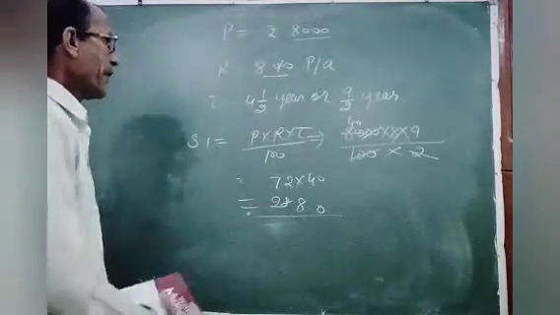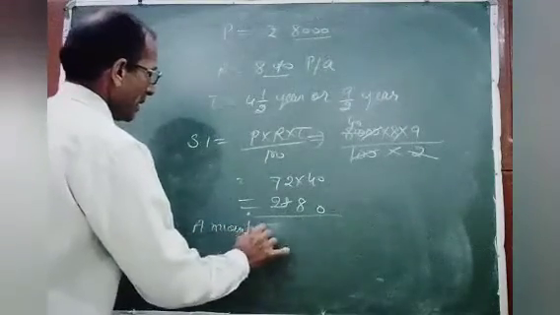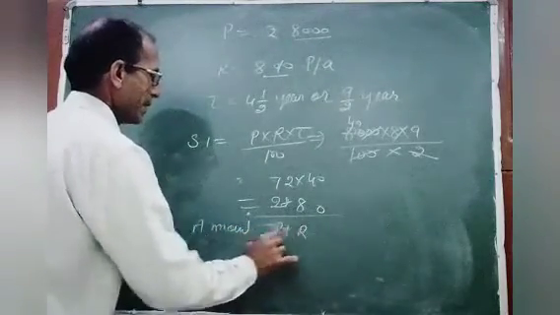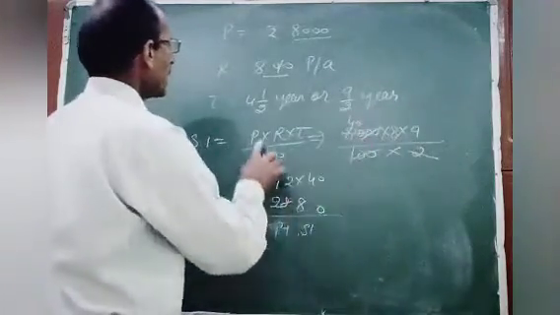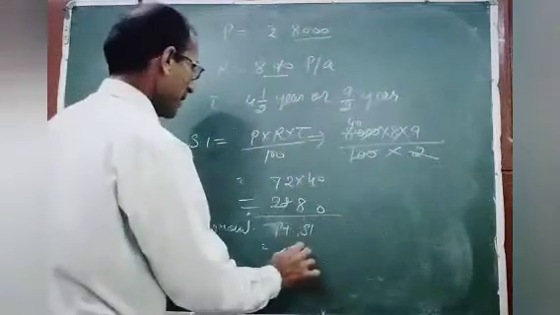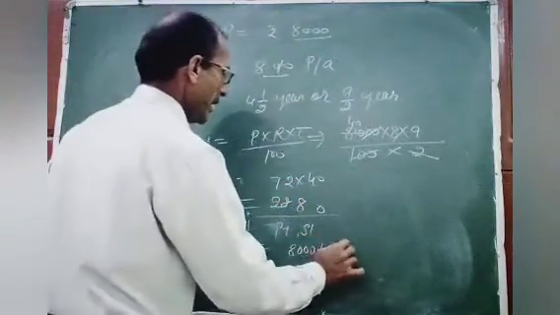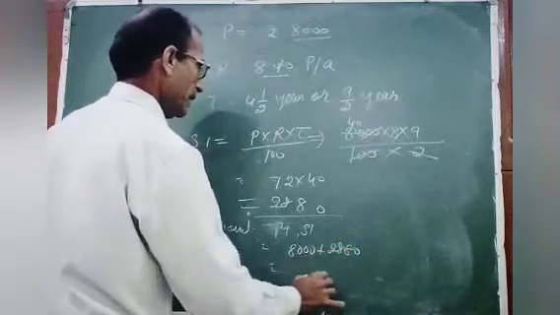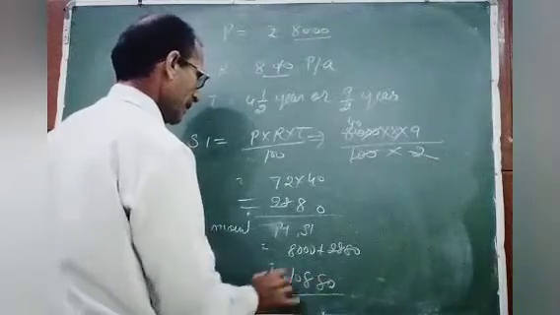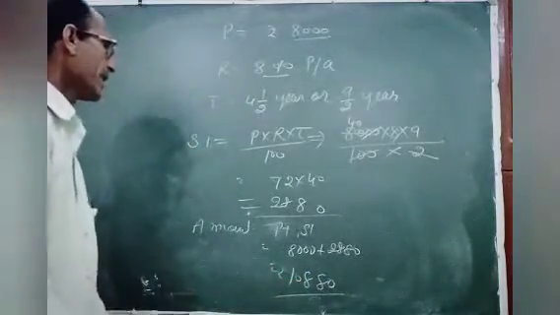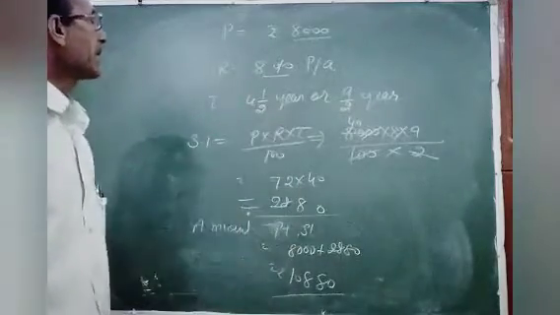So now amount we have to find. So amount means principal plus simple interest. So what is amount? Principal was 8,000 plus 2,880. So it will be 10,880 rupees. So 10,880, this is the amount.